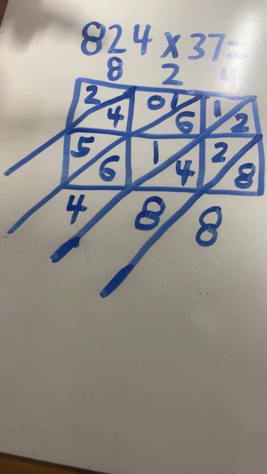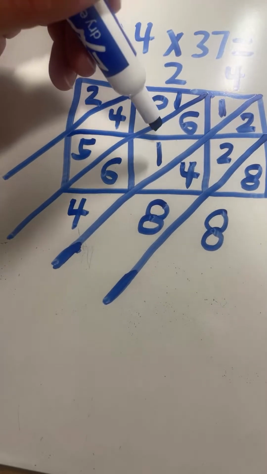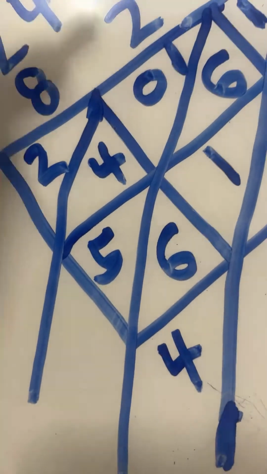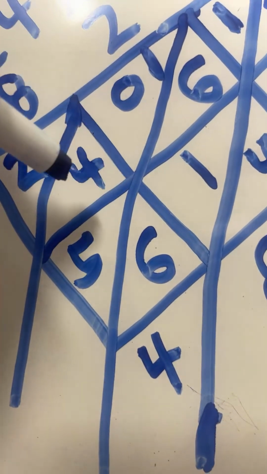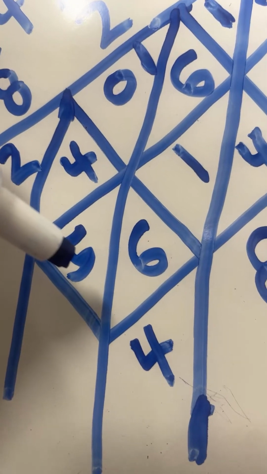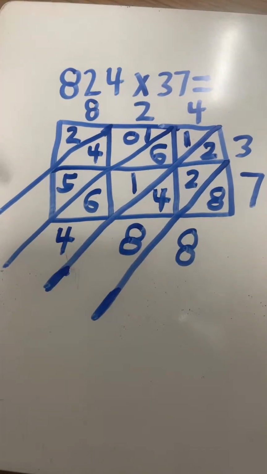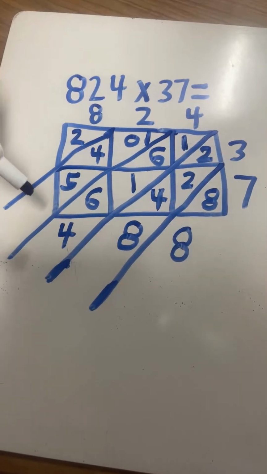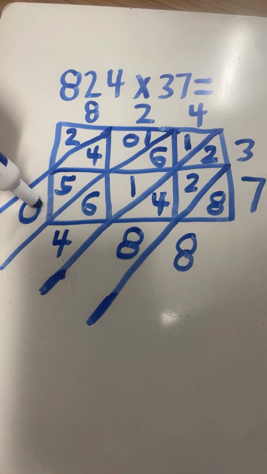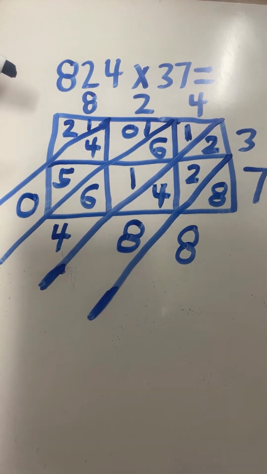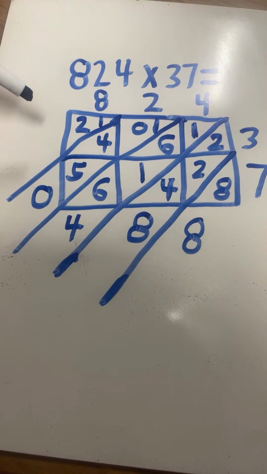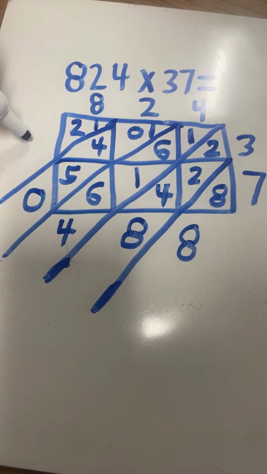to the thousands place. Next, we have to add the numbers in between these two diagonal lines here. So 1 plus 0 equals 1, plus 4 equals 5, plus 5 equals 10. So again, we have to regroup. The 0 in 10 goes in the thousands place. The 1 gets carried over to the 10,000s place. 1 plus 2 equals 3.